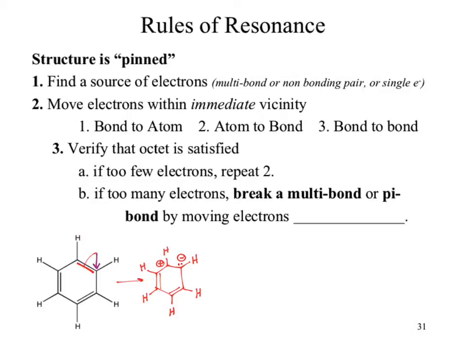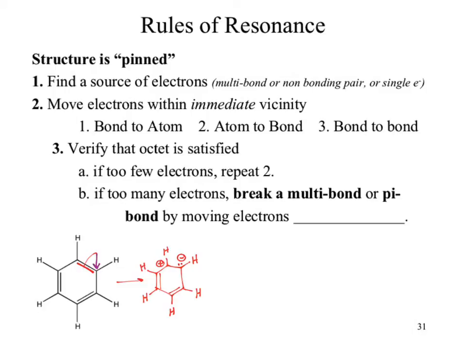Okay? The other option is if I had electrons on an atom, I can move them immediately to a bond, and only to a bond. I can't go to another atom. I can only go to a bond. And those are the two rules that when we looked at resonance at first, we said we're allowed to do. And that was it. Okay?